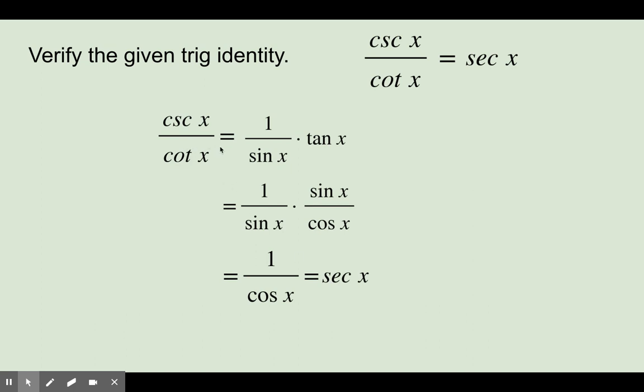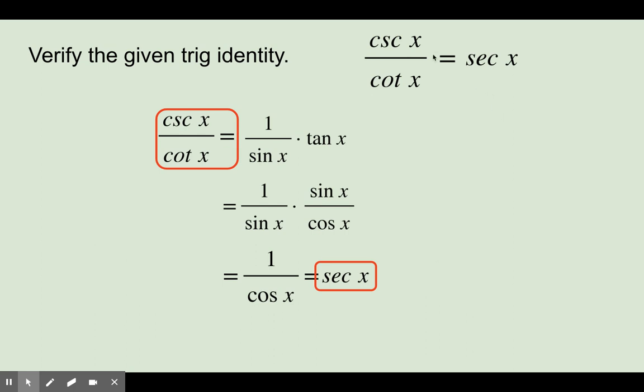So I did all the work: I started at the beginning, and then I worked all the way through. So I just proved that cosecant over cotan equals secant. This is a proof that verifies the identity. Okay, so you're free to do whichever way you want.